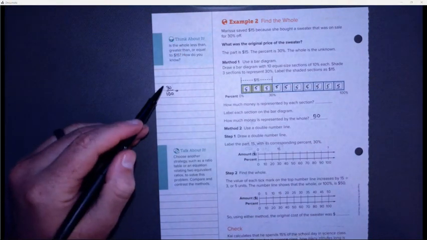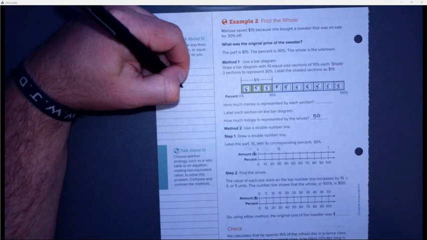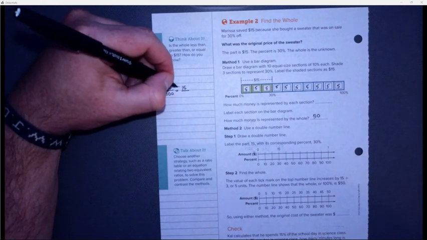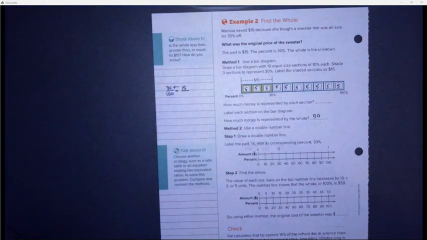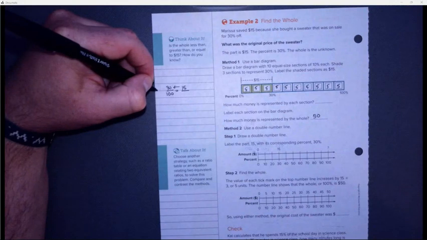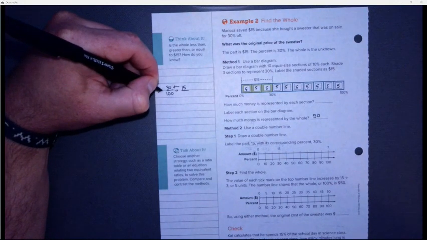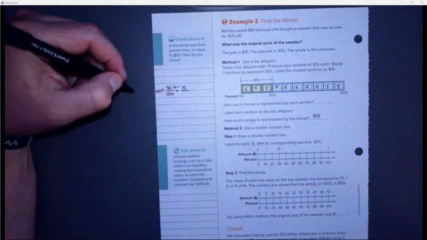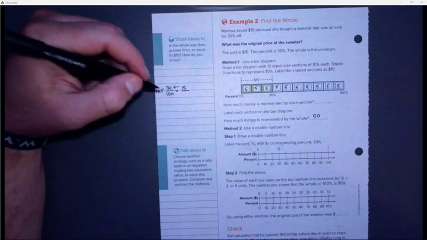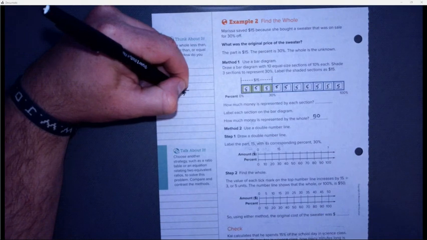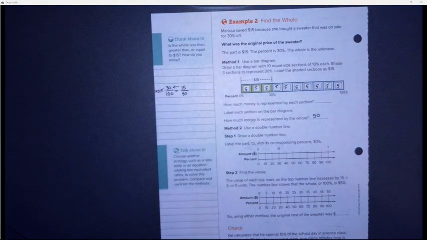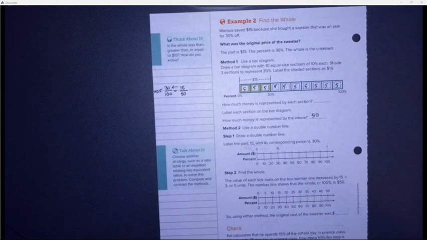Since we know this part we saved was $15, that's our part, not our total price, not our whole. 15 divided by 30 is a half, 0.5. So that's our multiplier. 0.5 times 30 is 15. 0.5 times 100 is 50. So 15 is the part we saved. 50 was the whole price of the sweater.